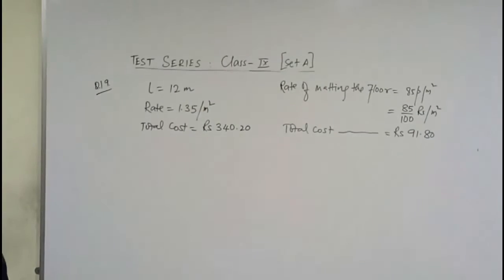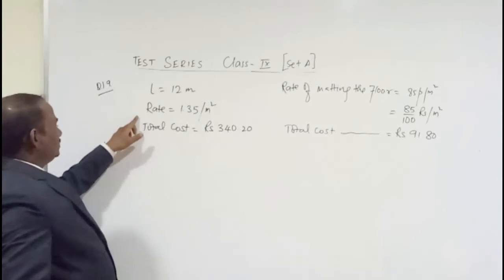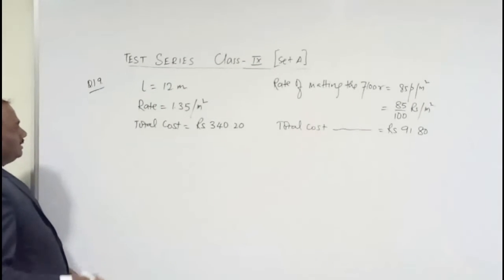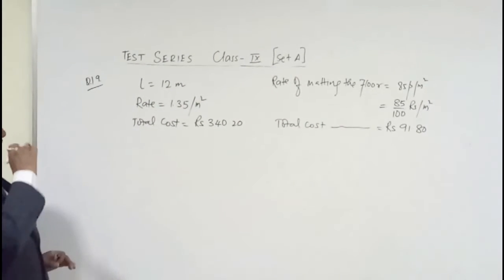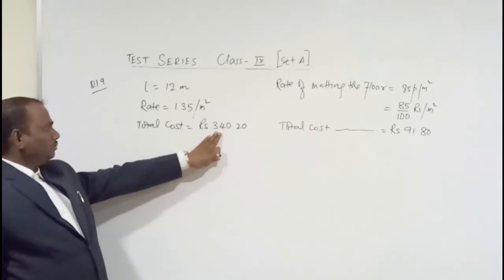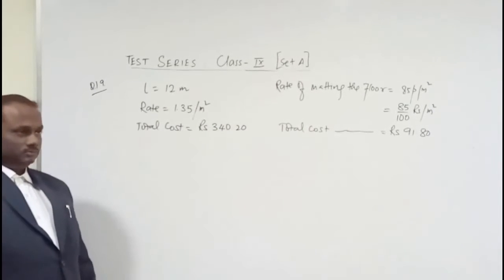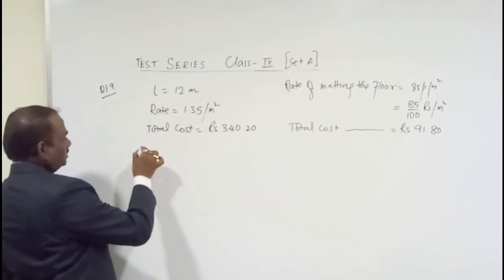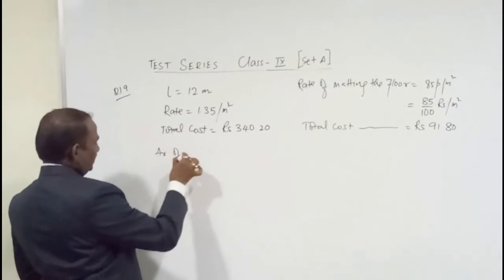Now here you can see that here we are doing this on the walls. So I can say that the total cost is equal to cost of covering the four walls. So the area of 4 walls we are required to find.